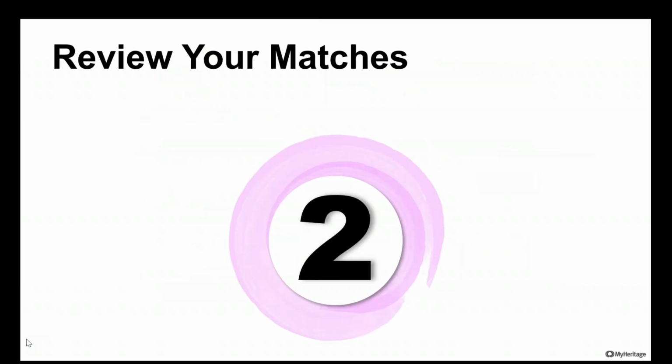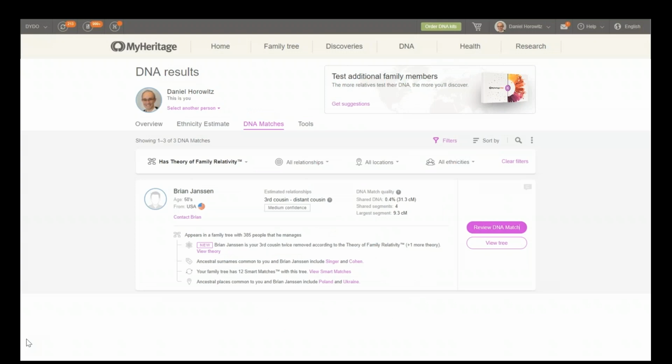My second tip has to be to review your matches, but paying special attention to a few details. So before we go in deep into this, I will check my estimated relationship. This is what MyHeritage thinks, according to the amount of DNA that you share, what relationship you're sharing with this person. If you click the question sign right there, you will see this relationship in a chart, and it's going to be much easier for you to understand how you are related to the person.